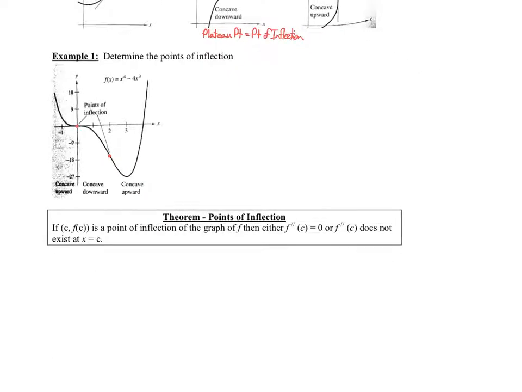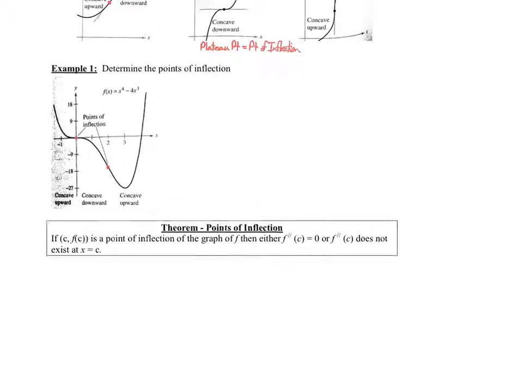All right, so here is a definition or a theorem for points of inflection. If f(c) is a point of inflection of the graph of f, then either f''(c) = 0 or f''(c) does not exist. Okay? That's what we just saw.